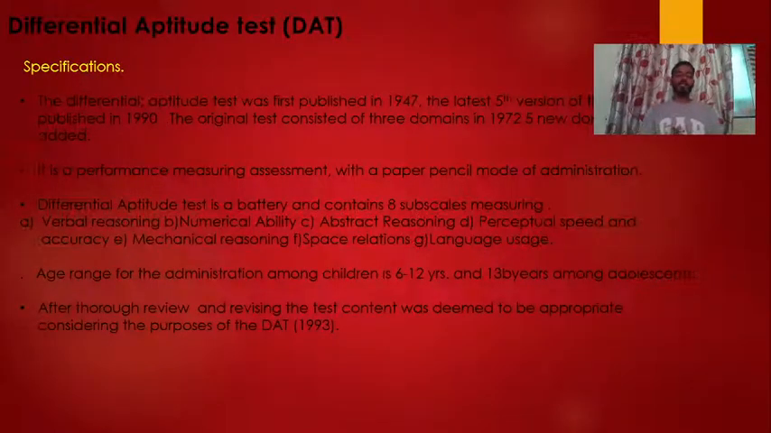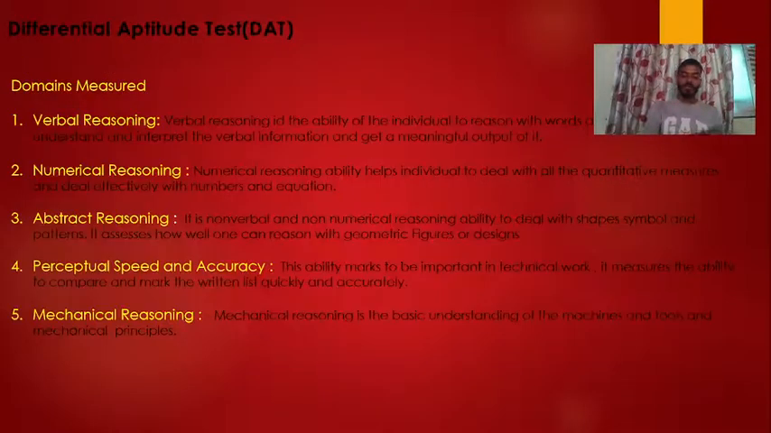The domains measured in the battery of the differential aptitude test are: first, verbal reasoning; second, numerical ability; third, abstract reasoning; then perceptual speed and accuracy, mechanical reasoning, space relations, and lastly, language usage. The age range for administration is grade 8 to 12, that is, 13 years and up among adolescents. After thorough review and revising, the test content was deemed appropriate considering the purposes of the differential aptitude test.